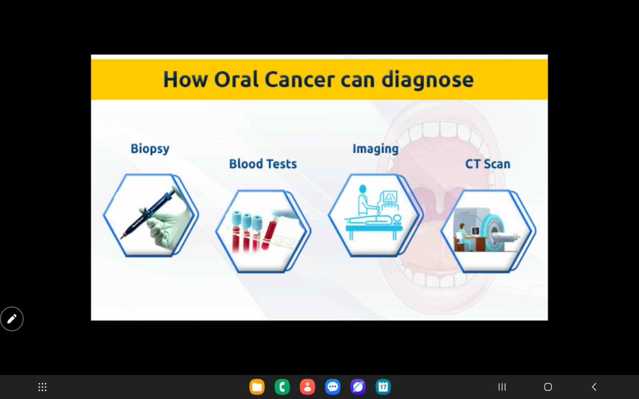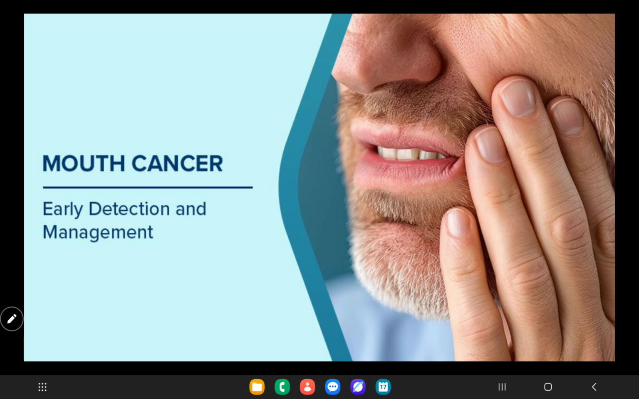These are some diagnostic methods of oral cancers. First, we have to do FNAC or fine needle aspiration, or a biopsy, and also several blood investigations. We can do imaging like a CT scan or MRI scan. Like that, we can diagnose oral cancers. How do we manage oral cancers? We can do surgeries with adjuvant chemotherapy and radiotherapy.